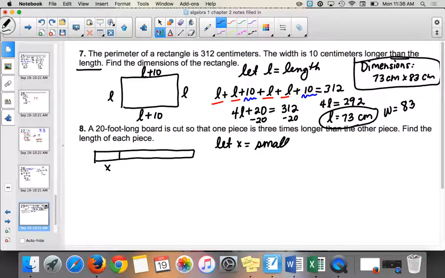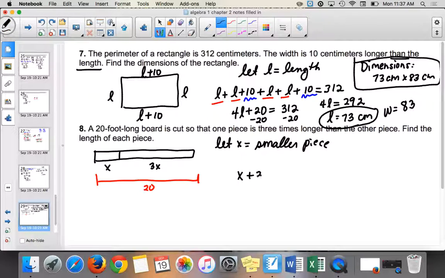Yeah. So x is going to be our smaller piece, so that means our bigger piece is going to be 3x. Now, could you do x for the long one and 1/3 x for the short one? Sure. Is it harder? Yeah, because you have fractions, right? So it's easier to make the x the shorter piece. And all of this has to add up to be the length of the board, which is a total of 20. So our equation is very easy.